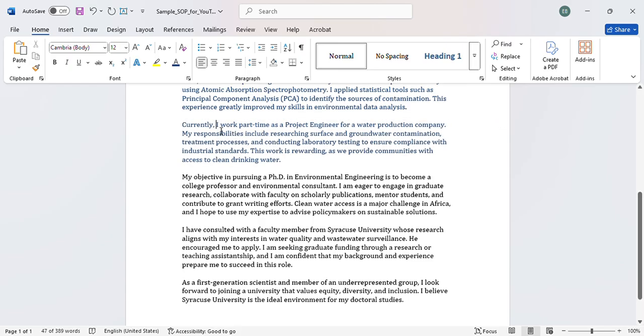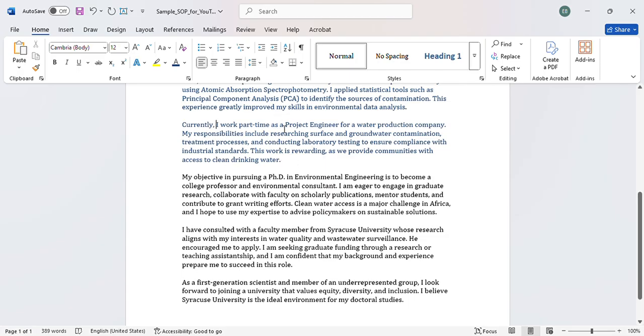Currently, I work part-time as a project engineer for a water production company. My responsibilities include researching surface and groundwater contamination, treatment processes, and conducting laboratory testing to ensure compliance with industrial standards. This work is rewarding as we provide communities with access to clean drinking water. So this is a work experience.